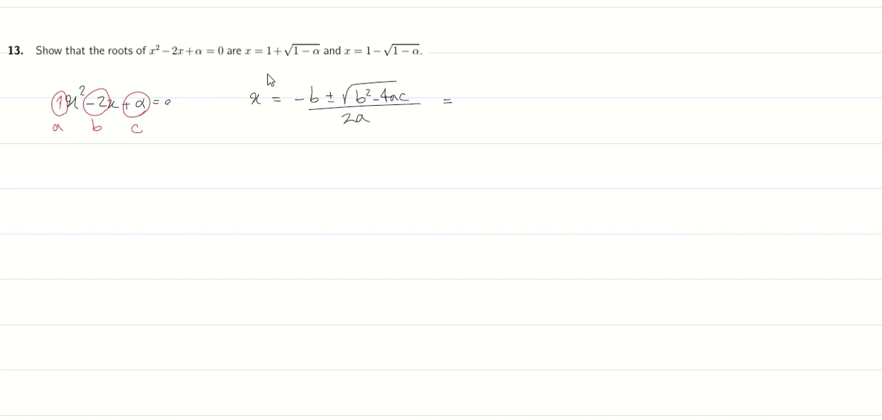So we have negative negative 2, which would be equal to 2, plus minus square root of b squared, which is 4, minus 4 times a, which is 1, times c, which is alpha. So it's going to be 4 times alpha, divided by 2 times 1, which is going to be 2.